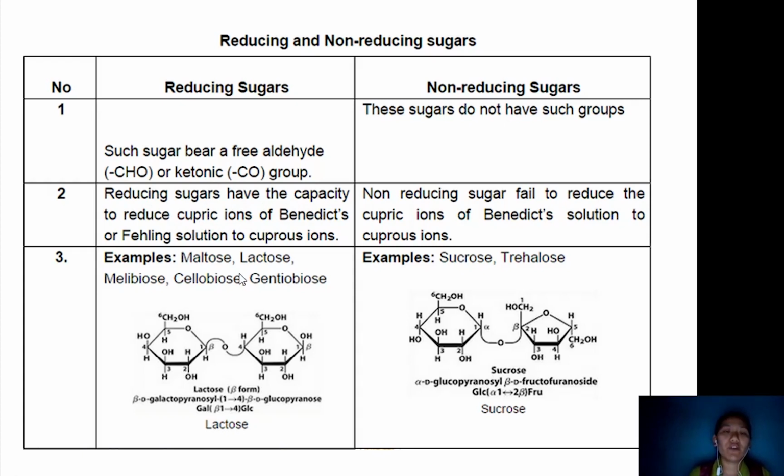So if you want to find out the presence of glucose or the presence of sucrose, starch and so on, especially when we talk about the presence of glucose, we do a Benedict test. If it has a reducing sugar, then they can reduce cupric ion into cuprous ion. And non-reducing sugars are those sugars which do not have a free aldehyde or ketone group.